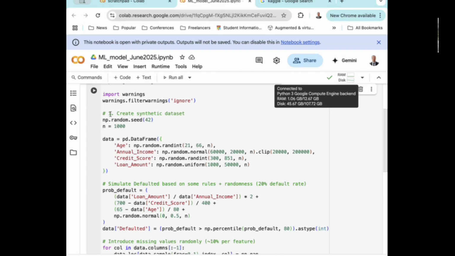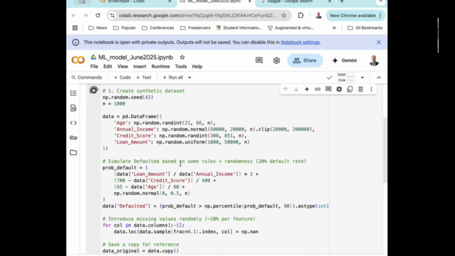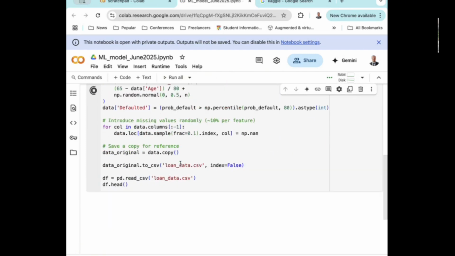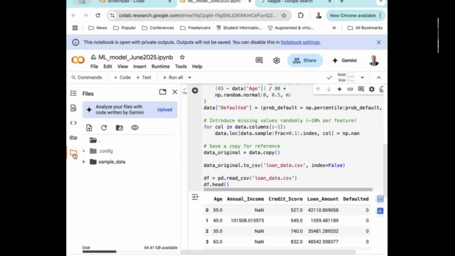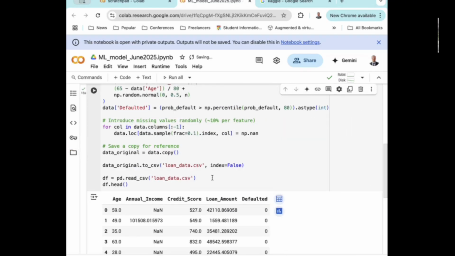All right, so I'm going to click on this button. You can see it's going to take very few seconds. And if you click on here, you will see the dataset is going to be generated, and it's going to be here. This is considered as the path. Yes, this is the loan dataset. This is about reading the dataset, saving the dataset, and then reading the dataset.